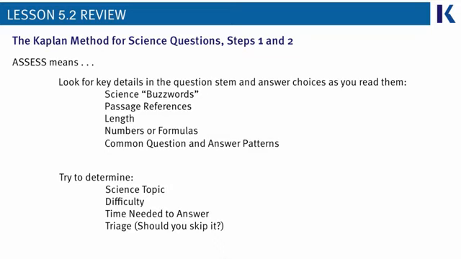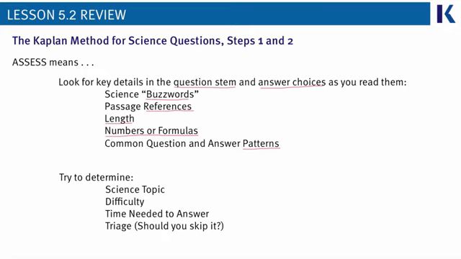Congratulations, you made it to the end of this lesson. Before we finish, let's take a moment to review the key features of the assess and plan steps. During the assess step, we take a few seconds to read through the question stem and glance at the answer choices and look for a few key patterns. Things like important science buzzwords or references to a passage in particular if it's a passage-based question, how long the question stem and its answer choices are, any numbers or formulas, keeping in mind the section that we're in to determine if we'll have to do calculations or not, and other common patterns, things like yes or no questions, other answer choices written in parallel form, or long logic-based answer choices.